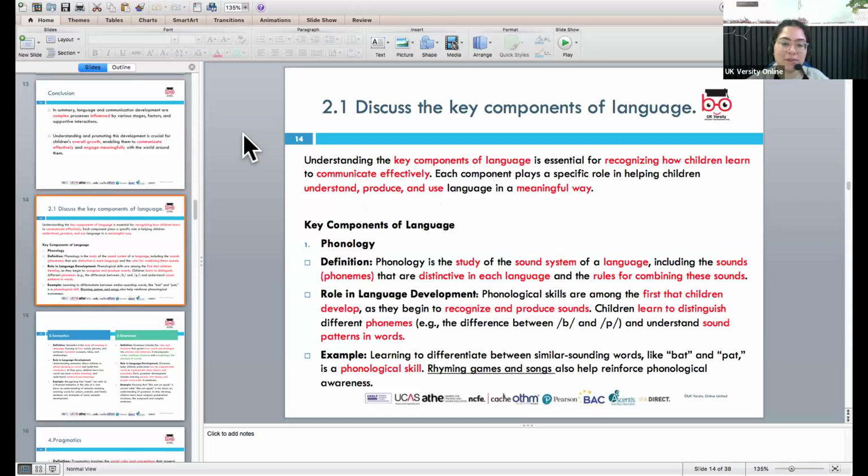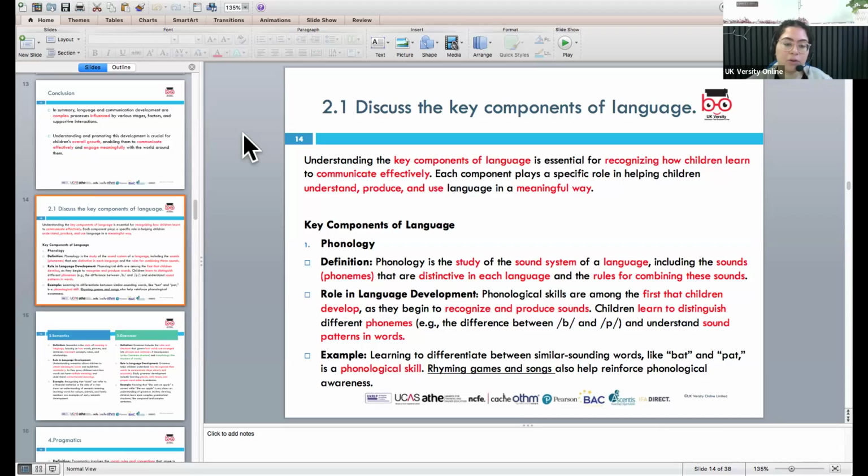Okay. So now we'll discuss the key components of language. We have discussed these terms, but we will discuss them in detail now. Understanding the key components of language is essential. Why? To recognize how children learn to communicate effectively. Each component plays a specific role in helping children understand, produce, and use language in a meaningful way. So what are the key components of language?